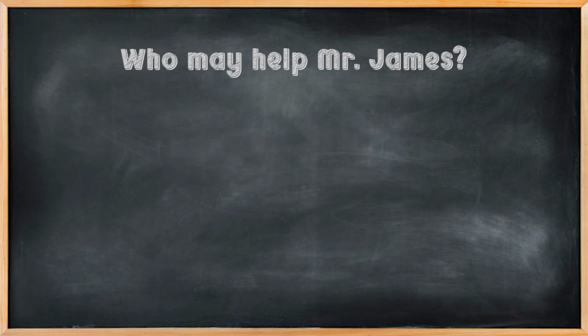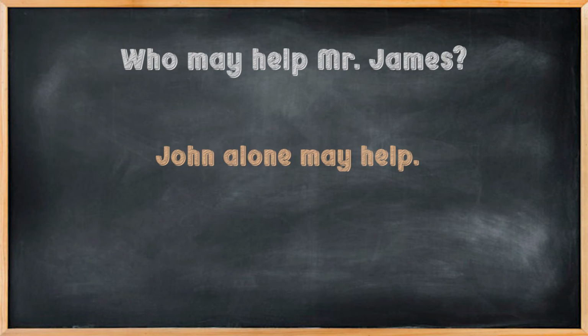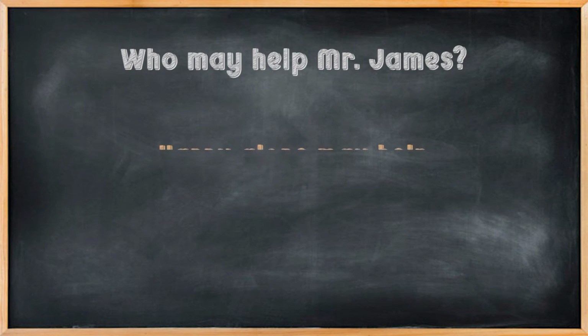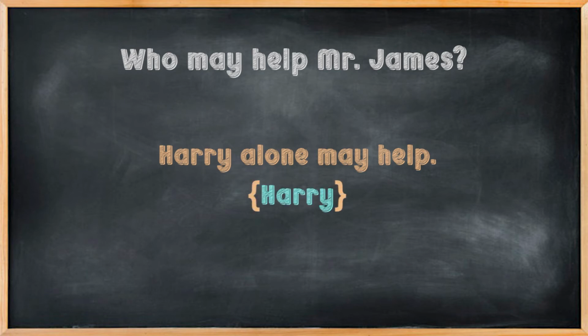Now, John alone may help Mr. James. So we have John alone in a set. Mark alone may help Mr. James. So again, we have a set with only Mark as its member. We can also have Harry alone helping Mr. James. So there's a set with Harry as its member.